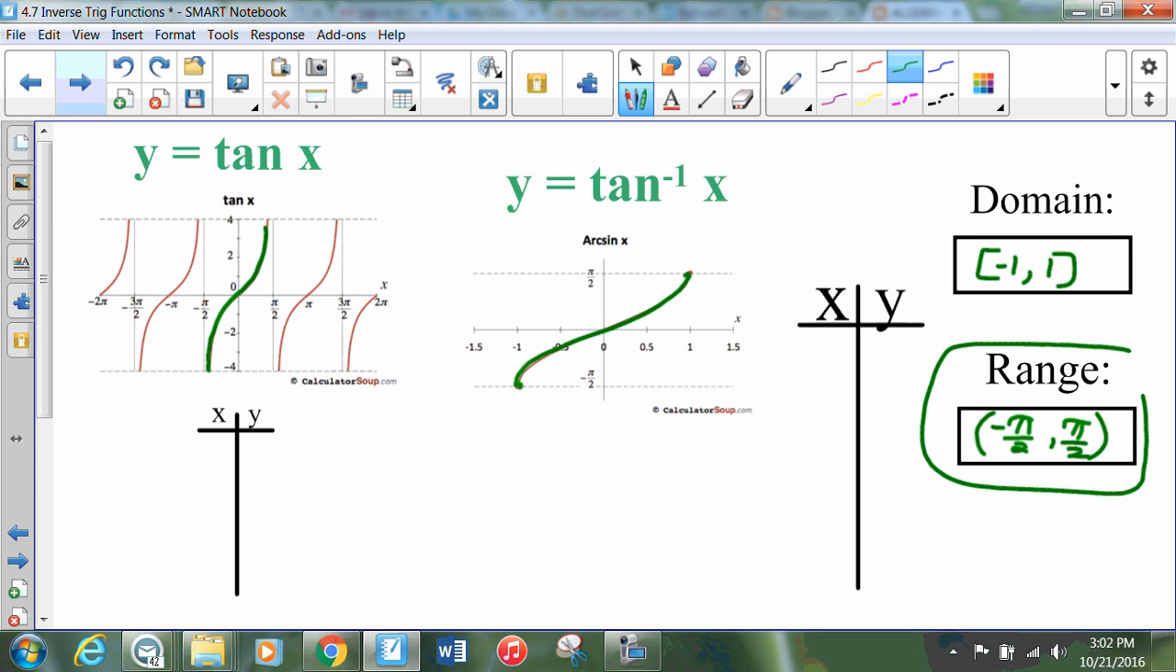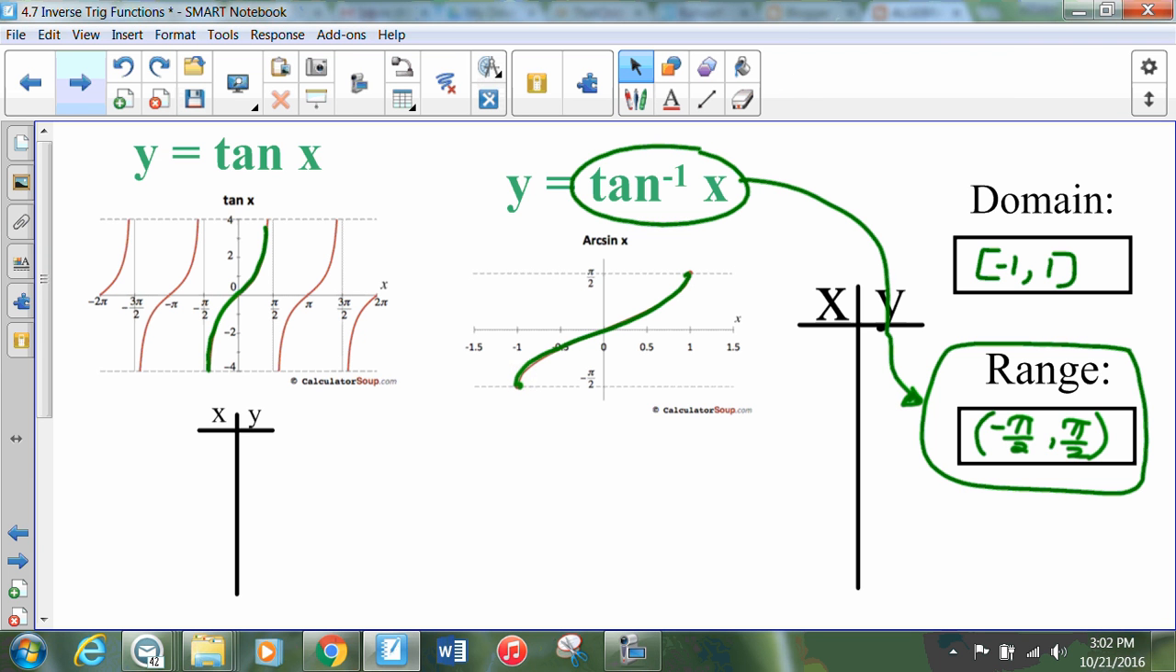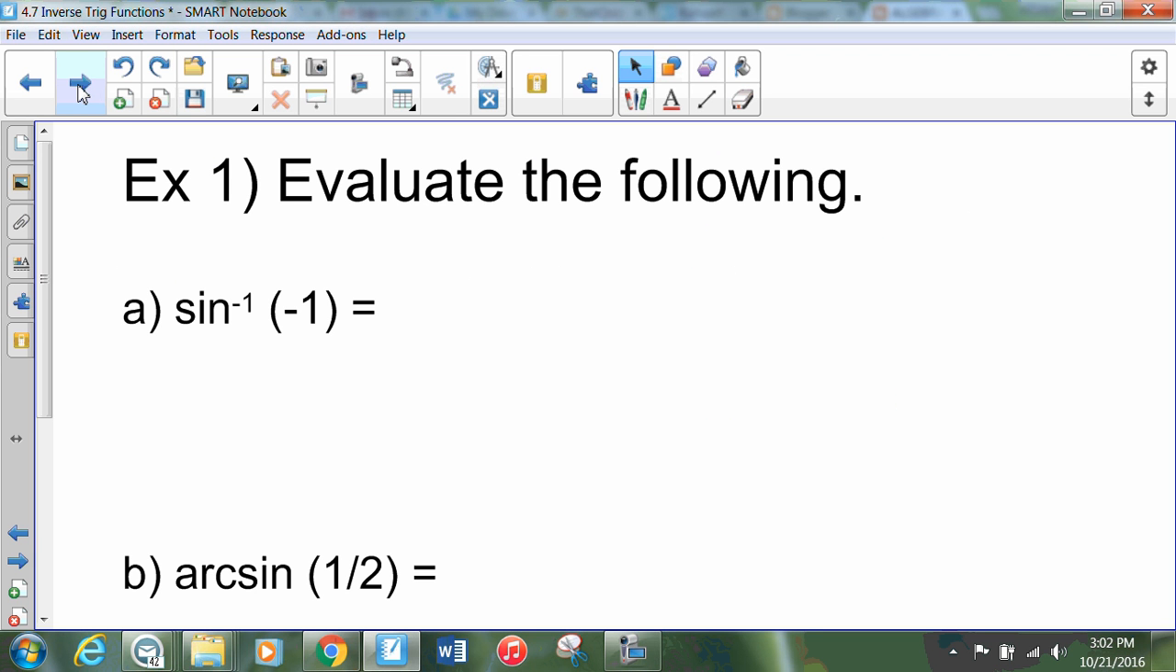So when you have a problem that involves inverse tan, the answer is going to be an angle, and that angle has to fall between negative pi over 2 and pi over 2. Okay, so that's where we find some of our parameters for when we're dealing with inverse problems.